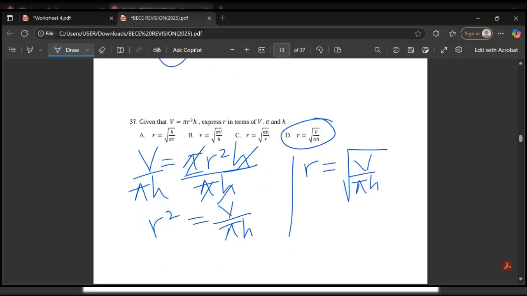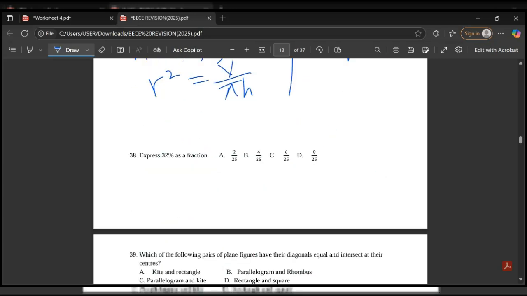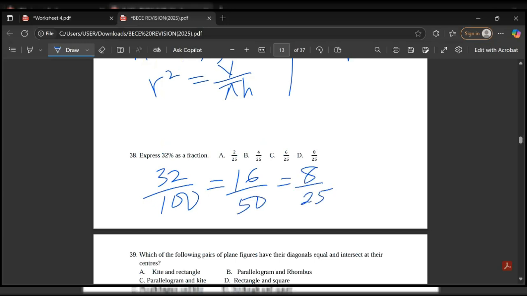So when we reach 40, we'll call it a day so that we can go and rest and prepare for tomorrow. Express 32% as a fraction. That is 32% is 32 over 100. Then reduce to lowest term. 2 here, 2 in 32, 16. That is 50. 2 can still go. 8 over 25. That's option D.